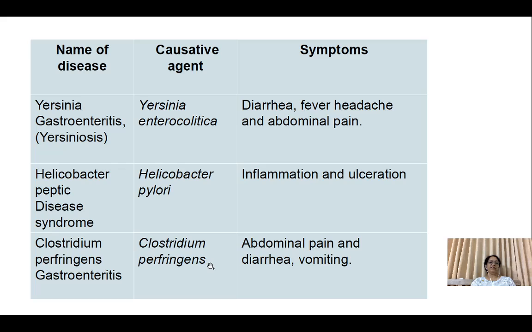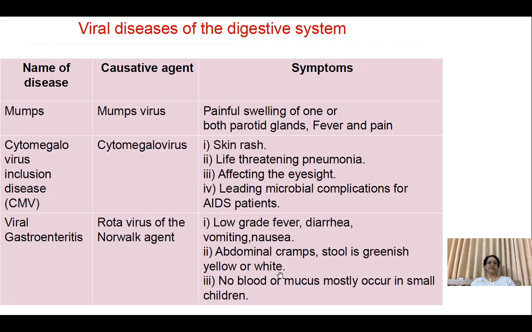Next causative agent is Clostridium perfringens. This is again a gram-negative rod-shaped microorganism, and this one causes Clostridium perfringens gastroenteritis. There is abdominal pain, diarrhea, as well as vomiting in the patient. This is all about bacterial diseases. Now we'll see viral diseases of the digestive system.